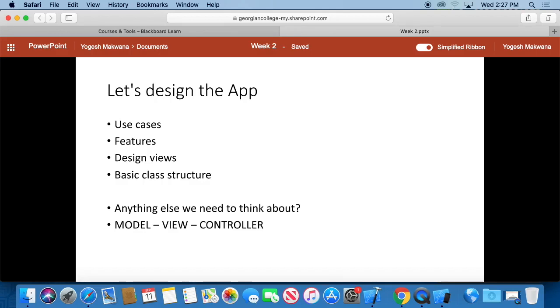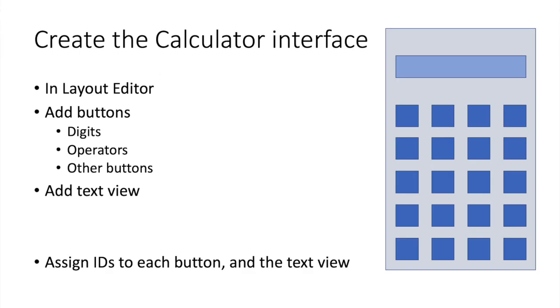This is our blank slate. What does a calculator need to be a calculator? A lot of buttons, right? So what type of buttons? Digits. So digits will go from 0 to 9. What else? Operators.